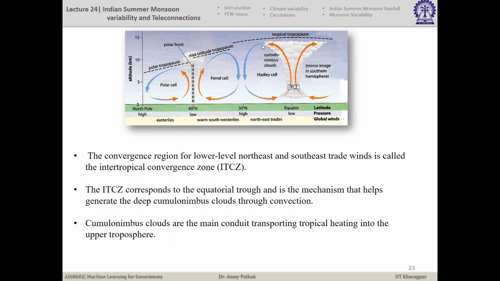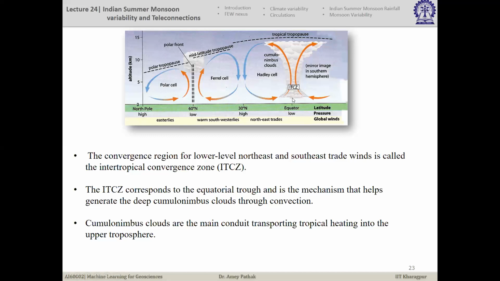This first cell is called the Hadley cell, where strong northeast trade winds are moving in the lower layer. This is the polar cell, where strong easterlies blow at the surface in the lower level. In between them, we have the Ferrel cell, where warm southwesterlies blow.